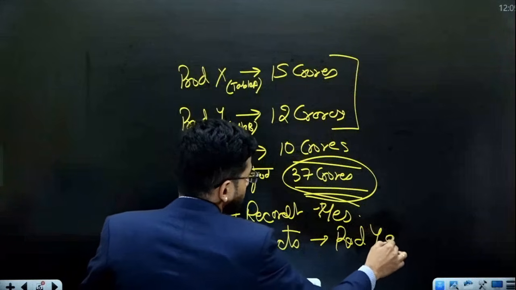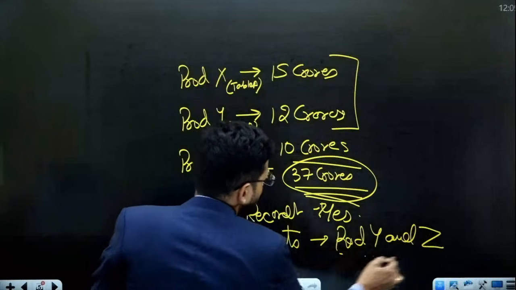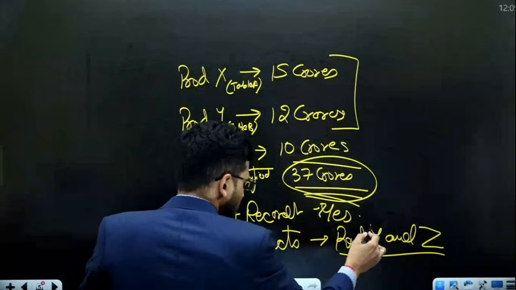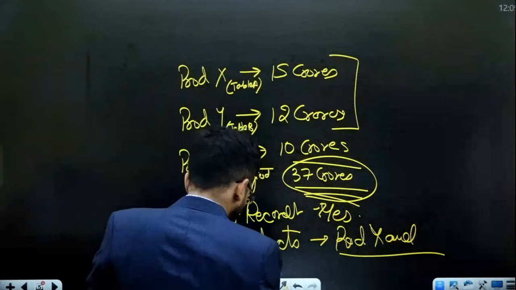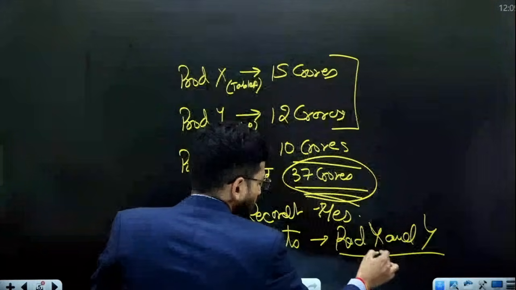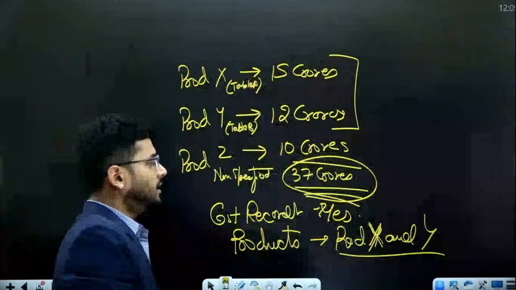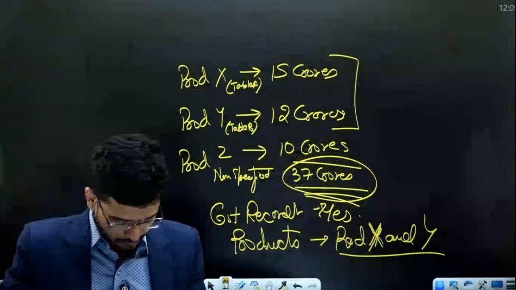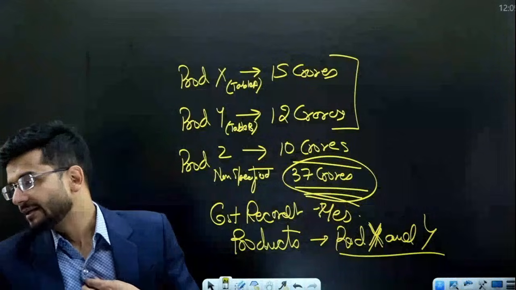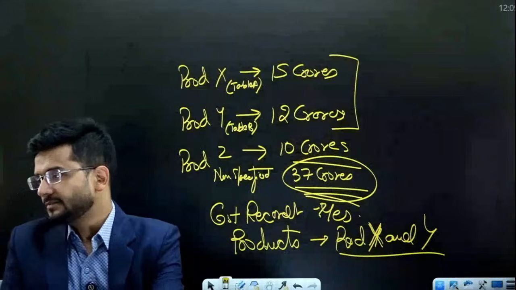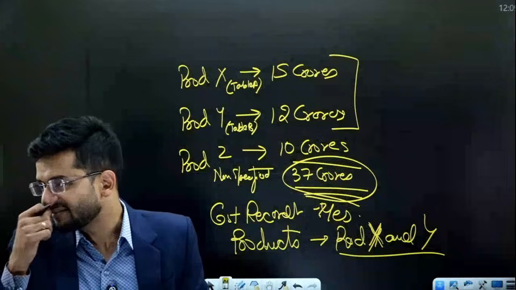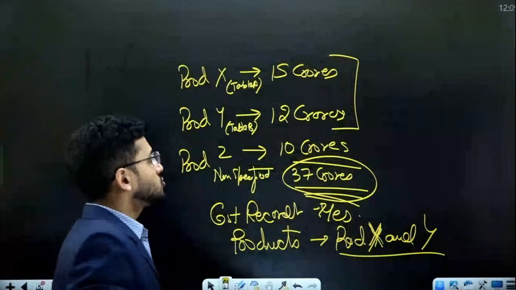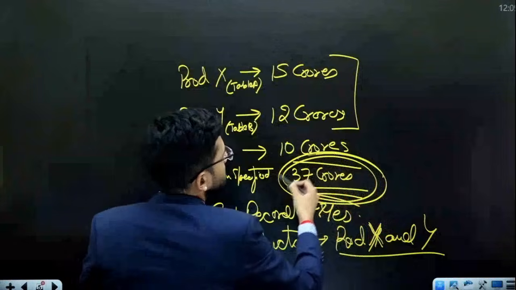Product X and product Y are required to be covered under the cost records. Product X and Y are required to get their cost records done. We need to prepare cost records only for X and Y. That's the answer. Yes, cost records are applicable. Very good answer.